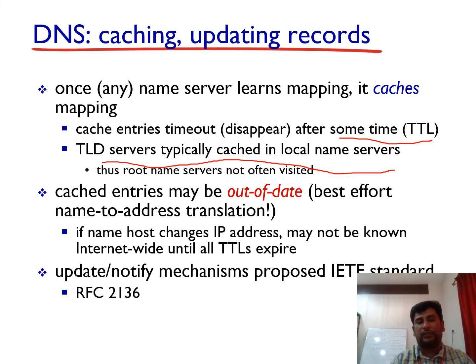The cached entries, for instance, I got some data about a particular website, the address mapping, but that may be out of date. It may have changed, but still in our cache memory, we may be having the old contents. So if the named host changes the IP address, it may not be known to a local server, and this will happen until your time to live expires. Update and notify mechanisms are proposed in an IETF standard called RFC 2136.